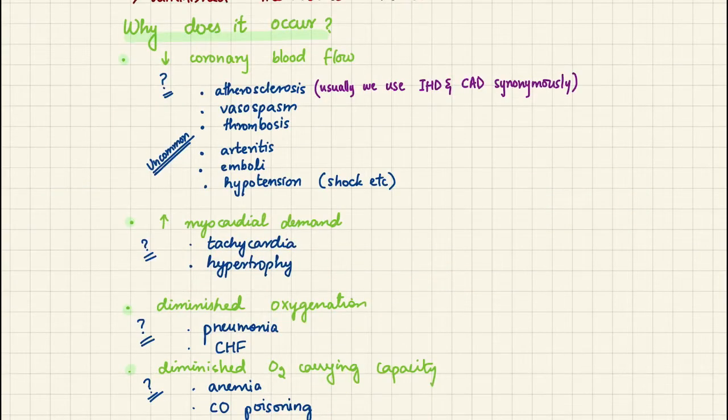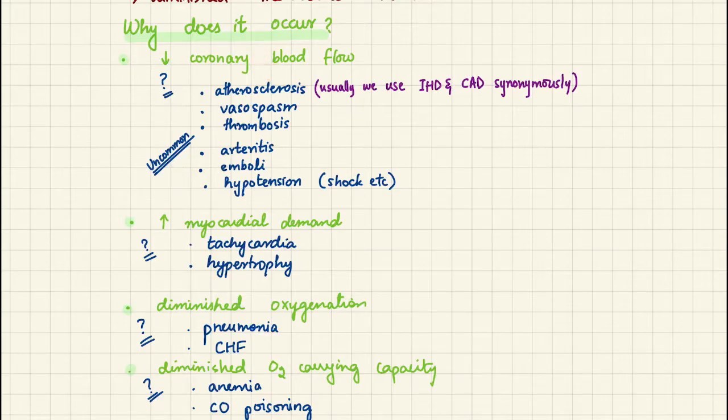Now, why does ischemic heart disease occur? Why does ischemia occur in the first place? There are 4 reasons for that. There can be decreased coronary blood flow, increased myocardial demand, diminished oxygenation of the blood, or diminished oxygen carrying capacity of the blood. First of all, why does decreased coronary blood flow occur? The chief and major culprit for this is atherosclerosis.